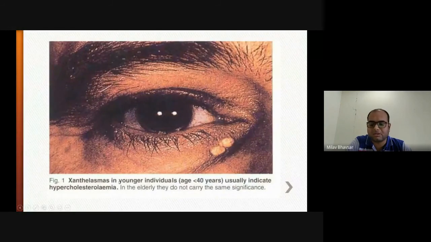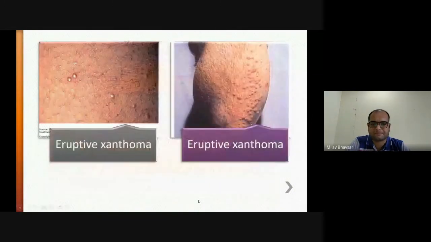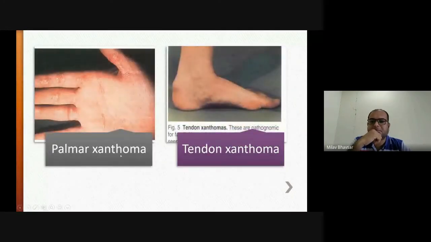Xanthelasmas are normally seen, you can see over here. Basically, in hypercholesterolemia there is eruptive xanthoma, plus palmar xanthoma, you can see over here, deposits, or tendon xanthoma.